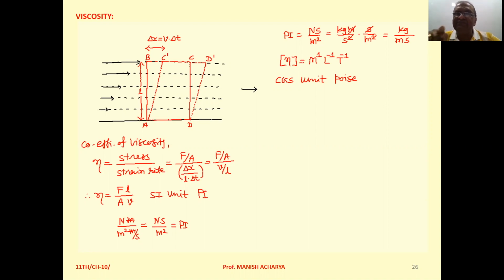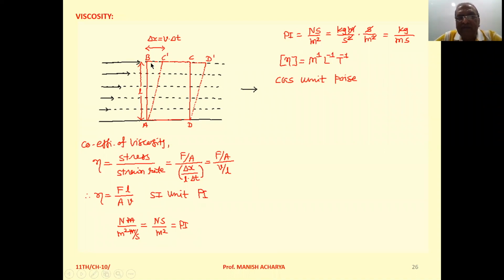So stress is proportional to strain rate. If we take the ratio of stress to strain rate, then that is the shear modulus in case of fluid flow, and that is known as the coefficient of viscosity.